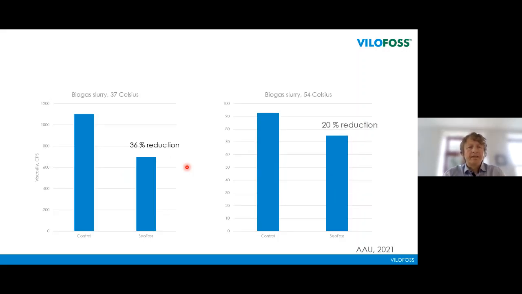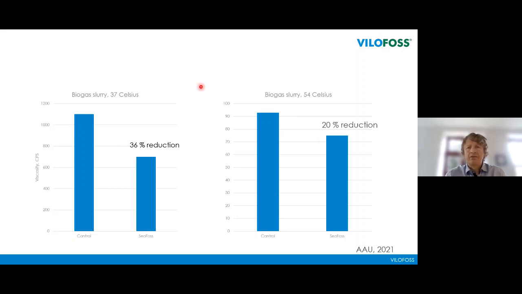We also tested some slurry from digesters, and again we saw a reduction at both temperatures. At 37 degrees Celsius, there was a reduction of 36%, and for the high temperature biogas masses, it was around 20%.